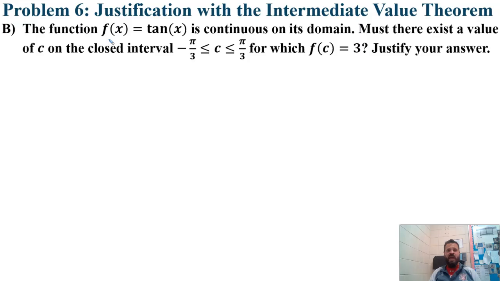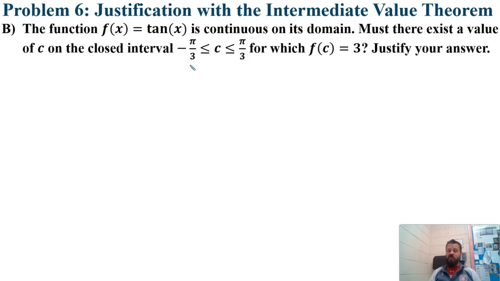For part B, the function f of x equals tan x is continuous on its domain. Okay, so tangent of x is not a continuous function. There's asymptotes in it. But if we look at just its domain, it would be continuous on those values. We want to know, must there exist a value of c on the closed interval negative pi over 3 to pi over 3 for which f of c equals 3? Justify your answer. Okay, we'll start once again by looking at the endpoints plugged into our function.